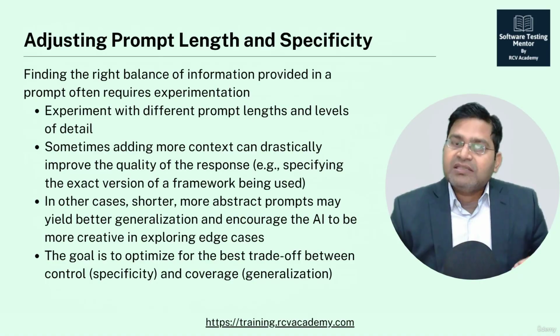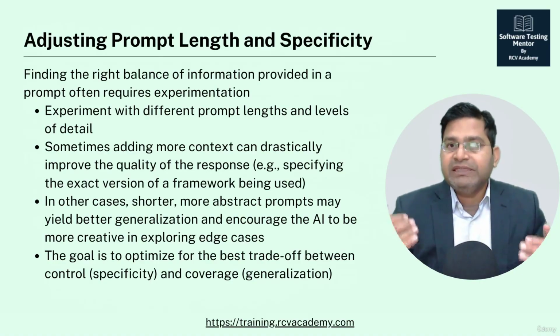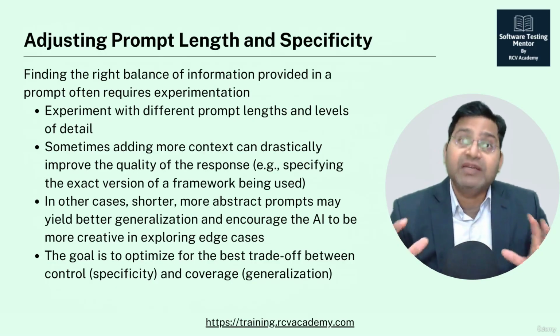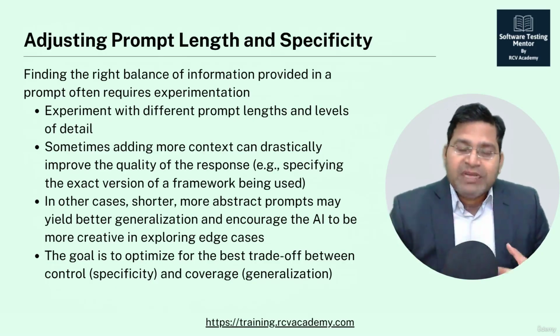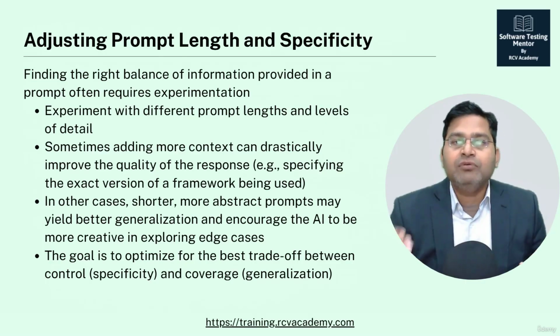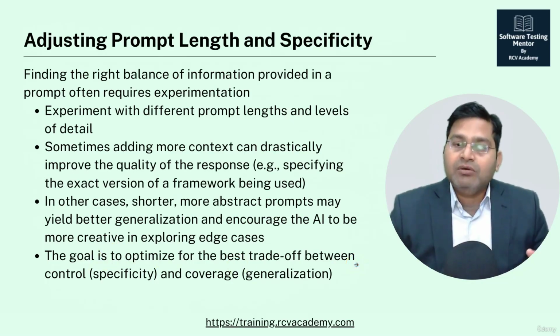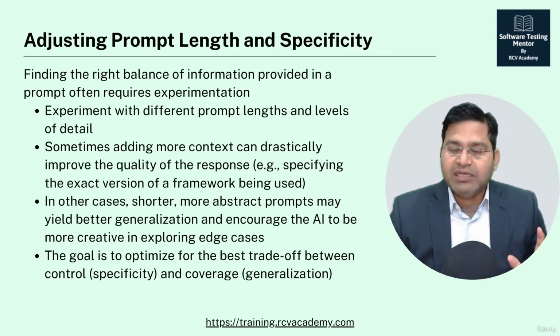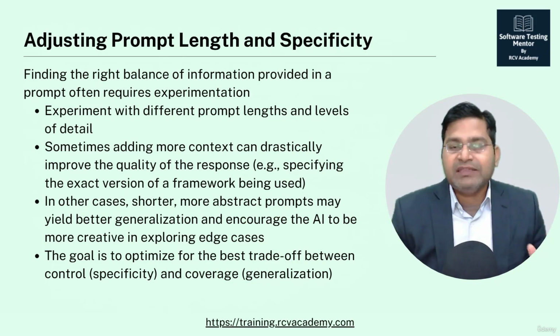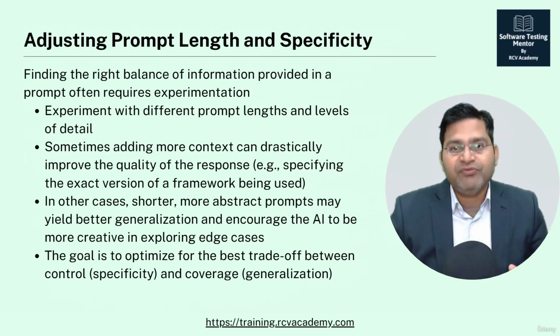But in other cases, a shorter version or more abstract prompt may yield better generalization and encourage the AI to be more creative. So which prompt length and specificity provides you the best outcome? You have to find the right balance in the prompt. The goal is to optimize the best trade-off between control and coverage, by adjusting the prompt length and seeing which length provides the best outcome in that specific scenario.